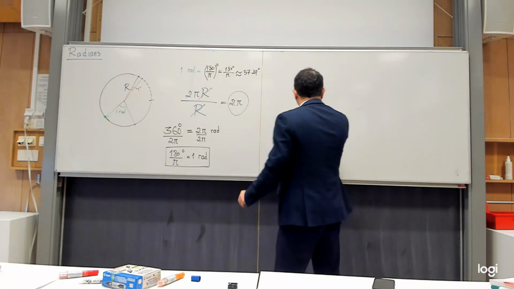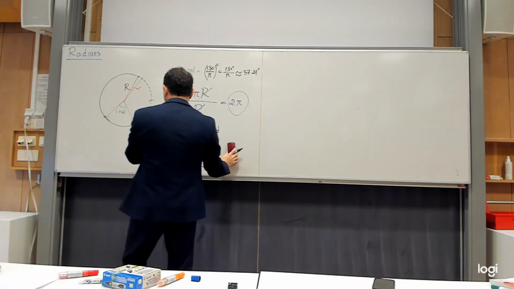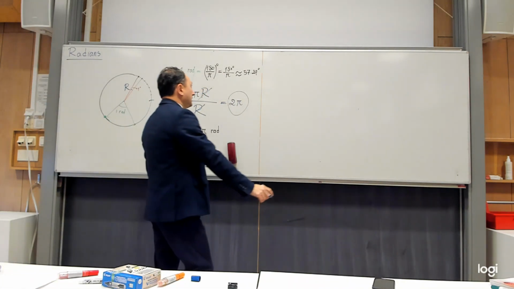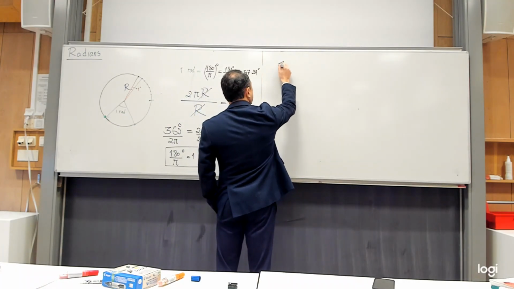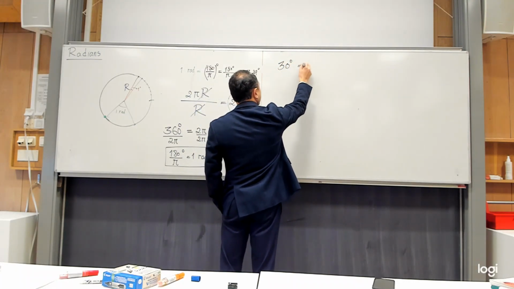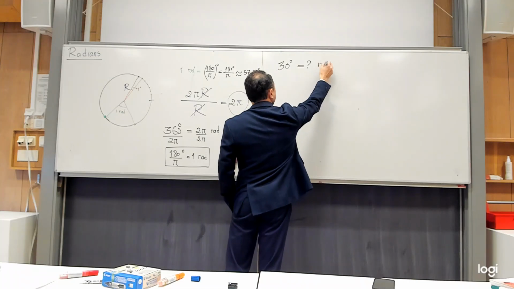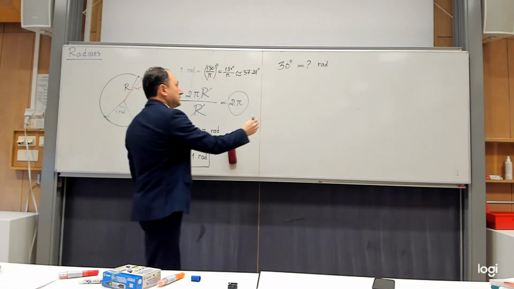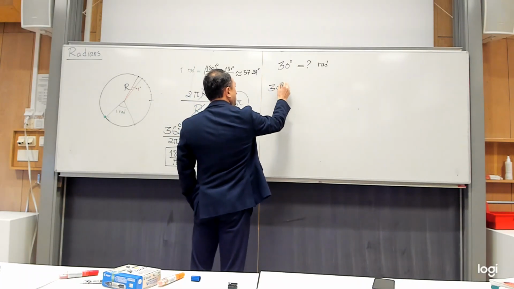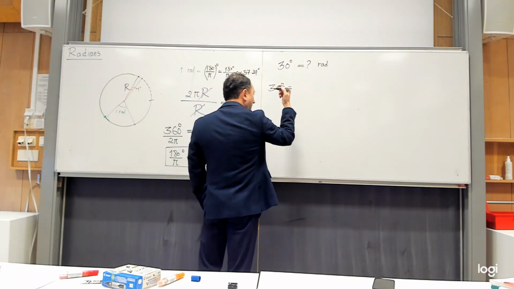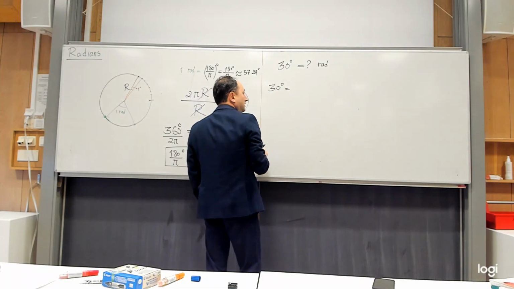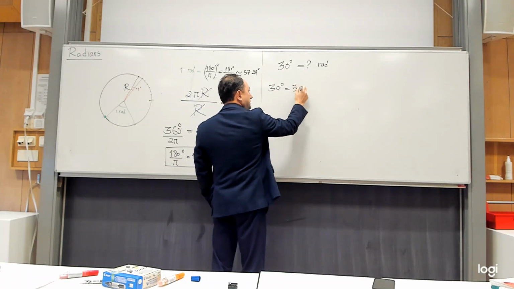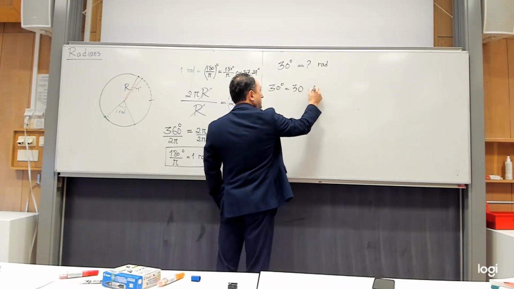Before doing more, let us do some famous angles. For example, if I want to have 30 degrees expressed in radians, what would be the answer? I can say that 30 degrees is equal... I want to write all the details so that you understand. 30 degrees means 30 times 1 degree.